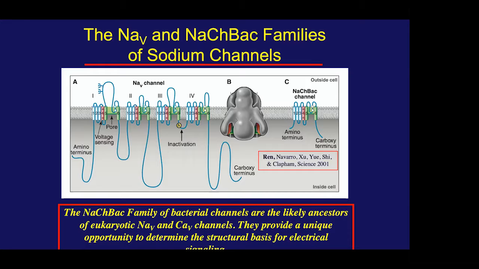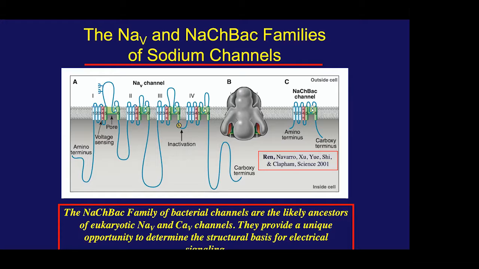After the sodium channel opens, it undergoes a process called inactivation. We'll see in detail how all this works. And this region here that connects domain 3 and domain 4 is important for the inactivation process. Now, in the last decade in our lab, we focused on trying to understand the sodium channel in its atomic detail. And in order to do that, we've taken advantage of the discovery of this little sodium channel over here.